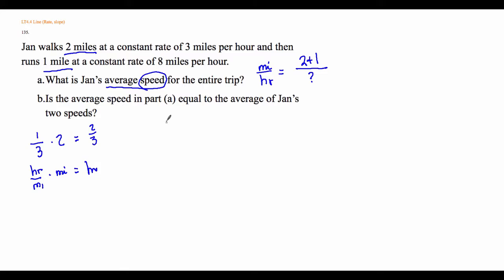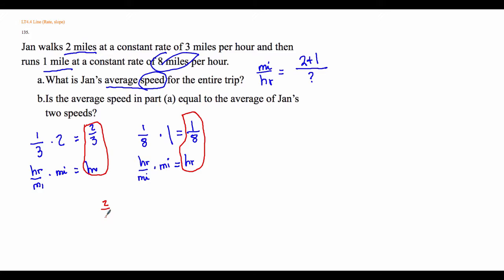So for the first leg of this journey, I did 2/3 hours. And again, 8 miles per hour. I want it to be in hours per mile. I'm looking for hours, so I'm going to write it 1 over 8 times 1 mile, which will give me 1 over 8 hours. And I can add these two amounts of hours together to calculate my average speed. I already have the miles. I need the total hours. So 2/3 plus 1/8 is what I'm looking for. Common denominator, 24. On the top, you get 16 plus 3, which is 19 over 24 hours. And that's going to be my time that goes up here.